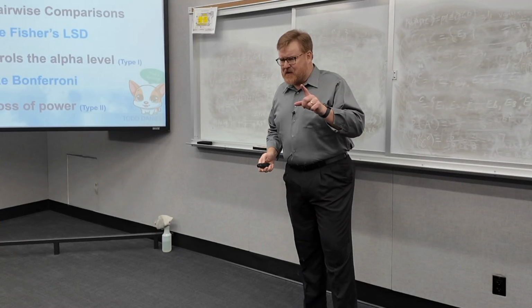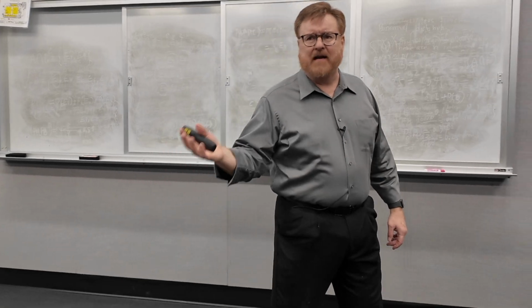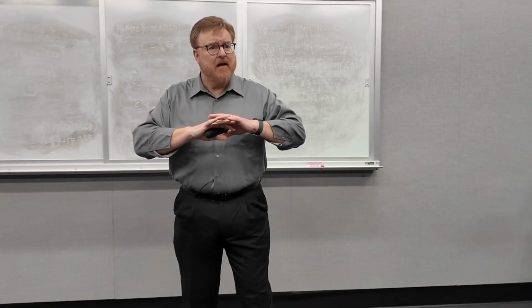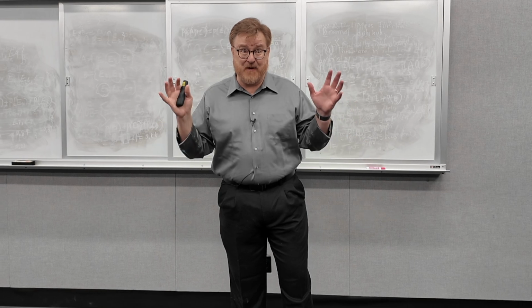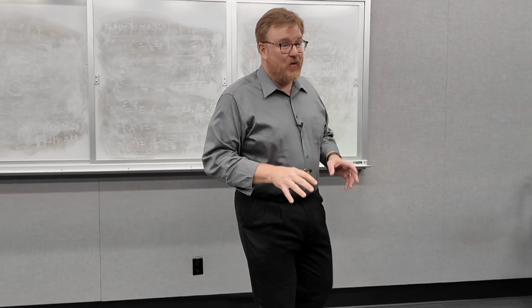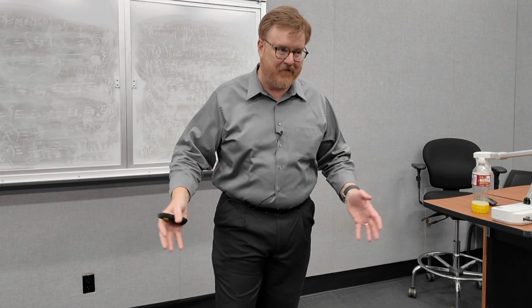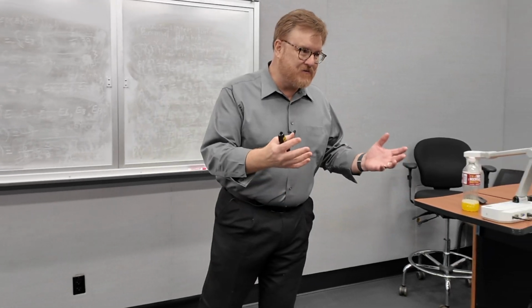There's one other thing about Tukey's though, and that is the formula for Tukey's requires that all of the groups have exactly the same sample size. In our example, we had 20 people divided into 4 groups, so 5 in each group. That's beautiful, but that's because we're doing it in the classroom. In the real world, almost never will you have exactly the same number of people in every group in your ANOVA. And so you can't use Tukey's test.